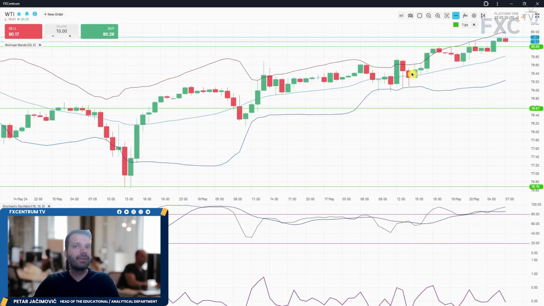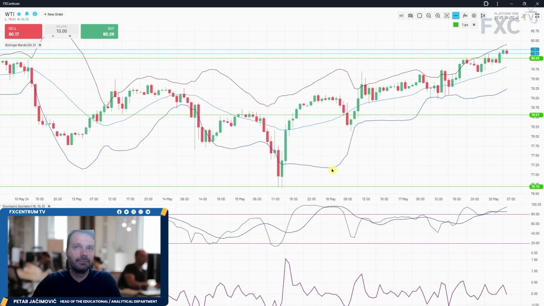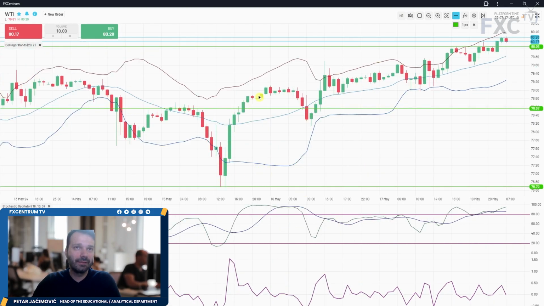On the hourly time frame, we can see that after this absorption and sell-off, and quite a big absorption, the buyers are in control at this point.